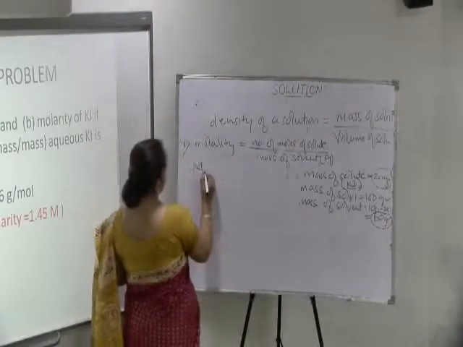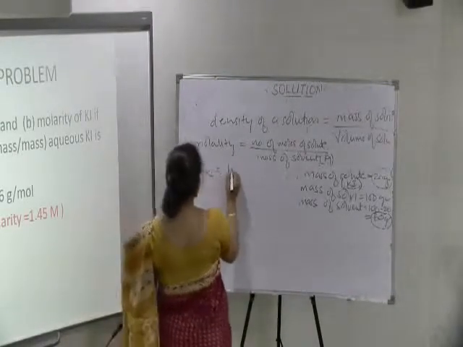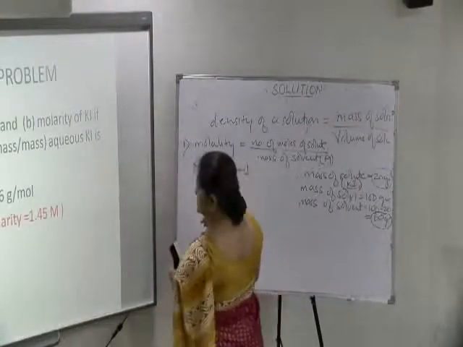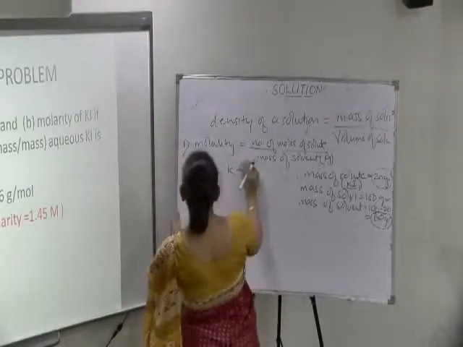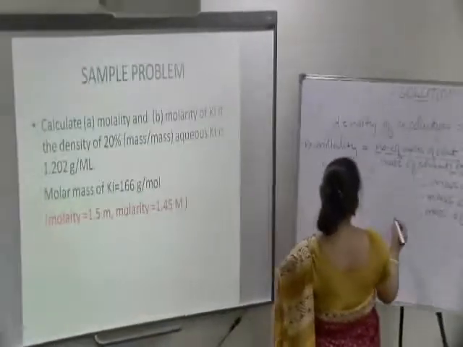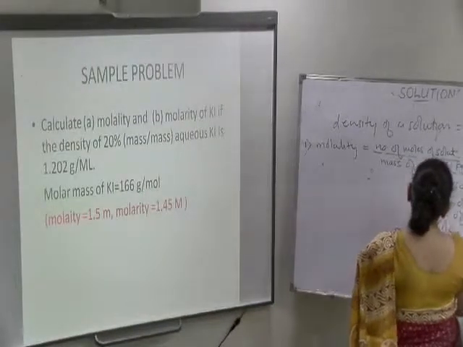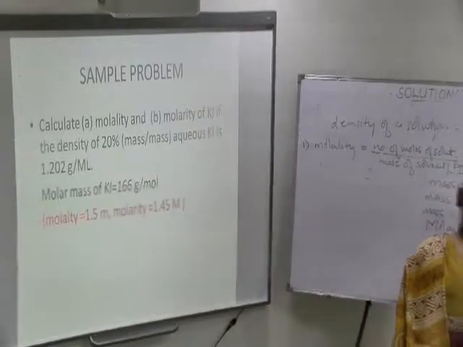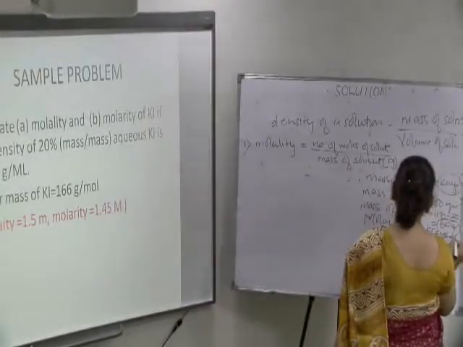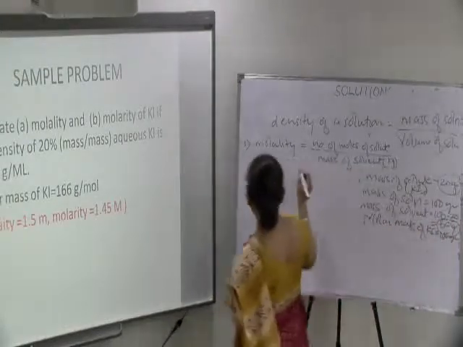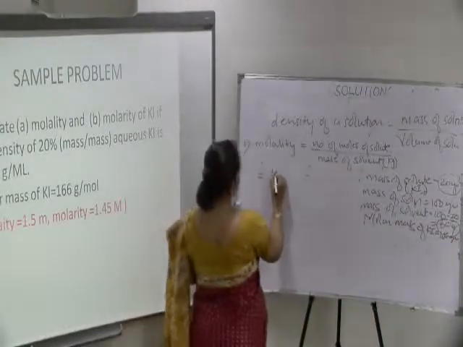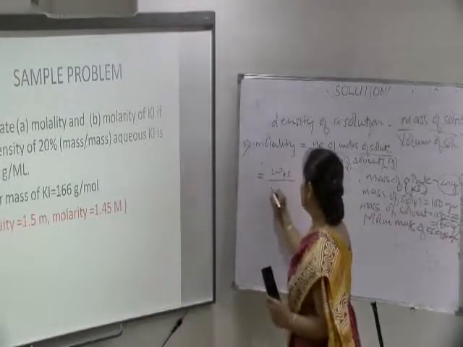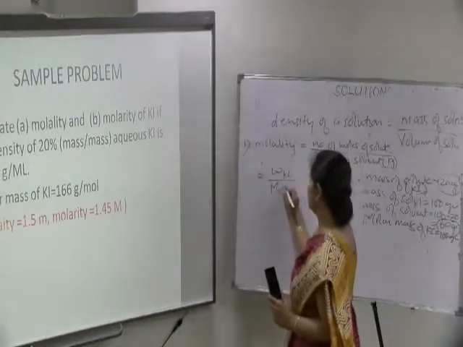The molar mass of KI is the sum of the atomic masses of K and I, which is already given: the molar mass is 166 grams per mole. Now if you substitute this value, the number of moles can be calculated by the given mass of KI upon the molar mass of KI.